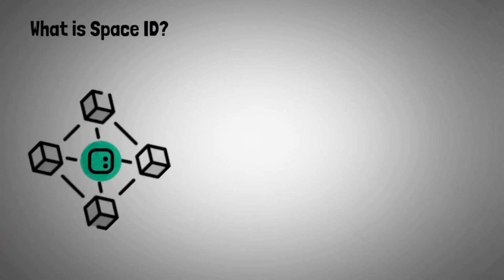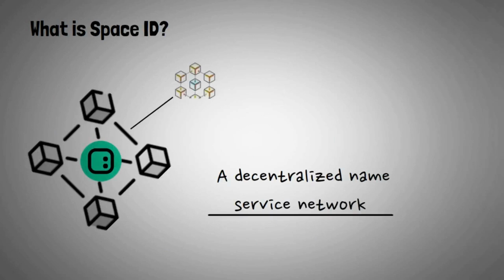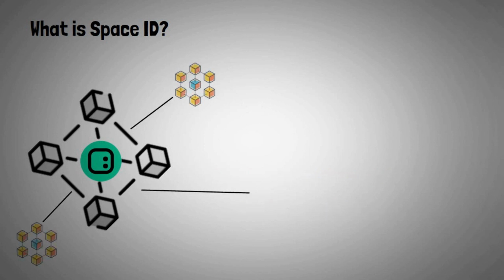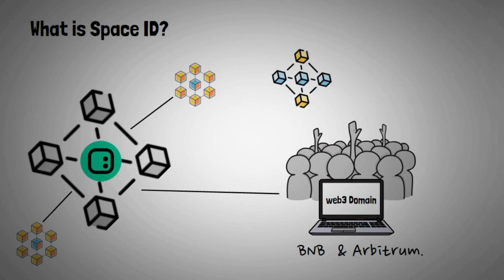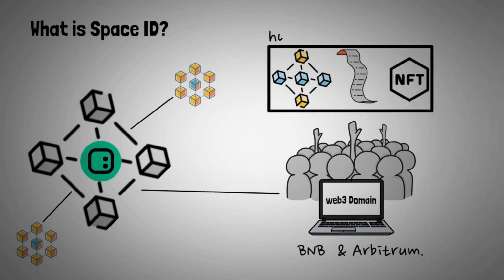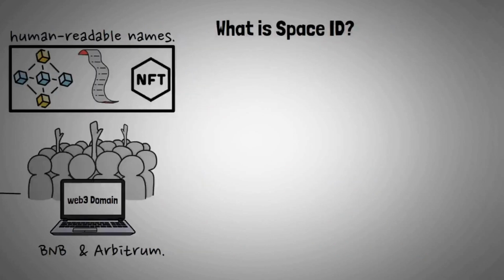First off, what is SpaceID? SpaceID is a decentralized name service network that operates across different blockchains. It provides users with the ability to register their own Web3 domains on various blockchains, including BNB Chain and Arbitrum. This allows users to access decentralized applications, smart contracts, NFTs, and other blockchain-based resources through human-readable names.